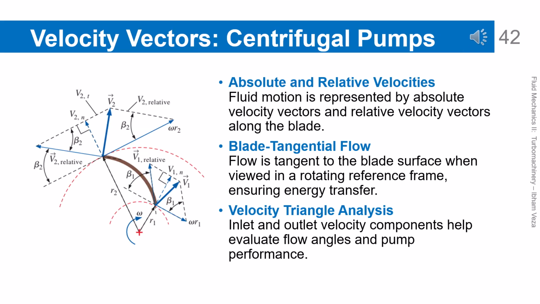Velocity vectors in centrifugal pumps. Fluid motion is described using absolute and relative velocity vectors. The relative velocity follows the blade surface in the rotating frame of reference. The relationship between these two vectors forms the velocity triangle at the inlet and outlet. From this triangle, flow angles and tangential components can be determined. This information is essential for calculating pump head and power.